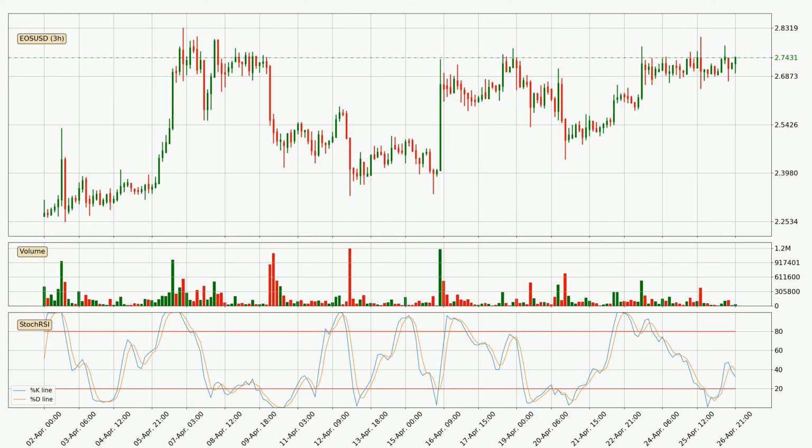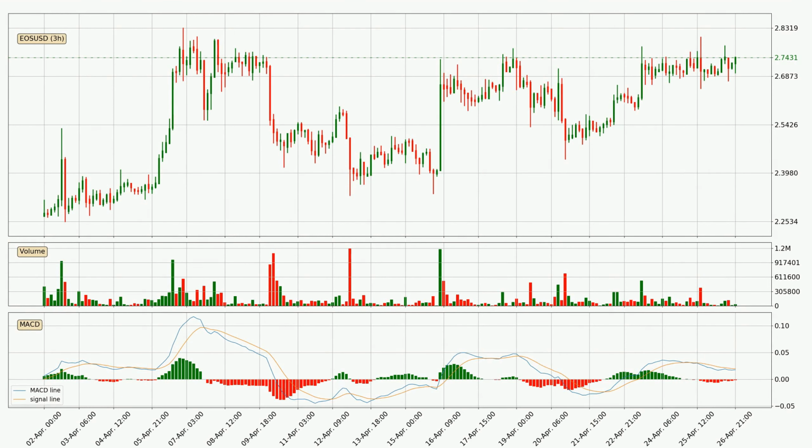Moving to the 3-hourly stochastic RSI, it currently shows no overbought or oversold conditions, but we can see that the trend is currently going down because the K line is below the D line. Moving to the 3-hourly MACD, the trend is currently going down because the MACD line is below the signal line.